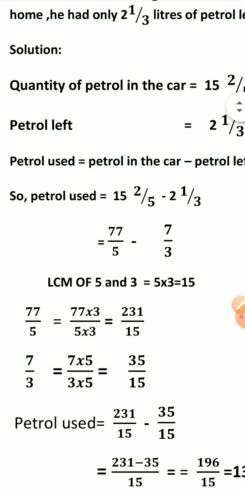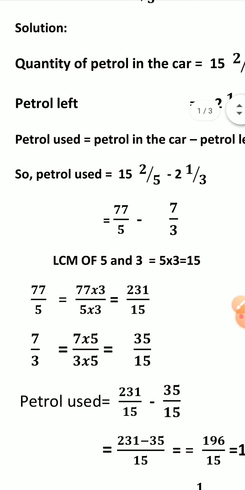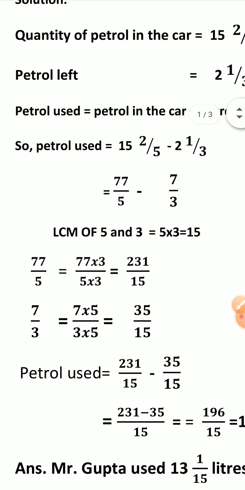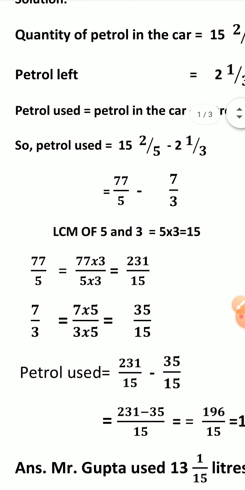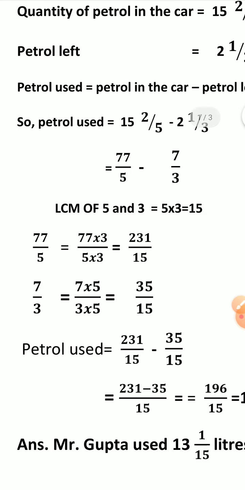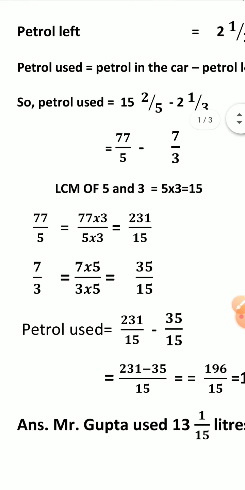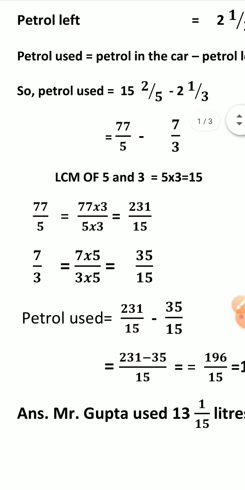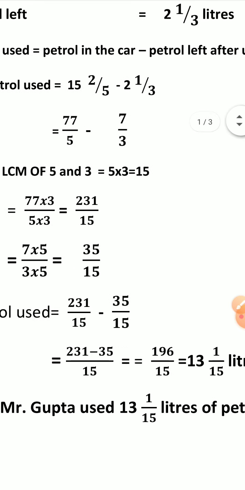So this is 231 by 15. Now the second fraction is 7 by 3. Now 3 we can convert into 15 by multiplying by 5. So 3 5s are 15. So 7 5s are 35. So here we write 231 by 15 in place of 77 by 5, and 35 by 15 in place of 7 by 3, and then we have to subtract and convert into a mixed number. Just after converting into like fractions, we subtract 231 minus 35, that is 196 by 15.